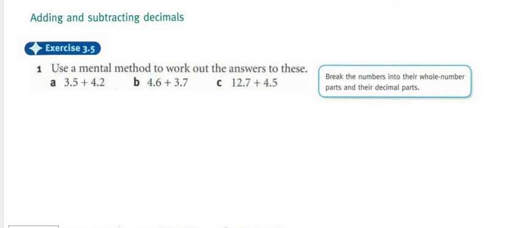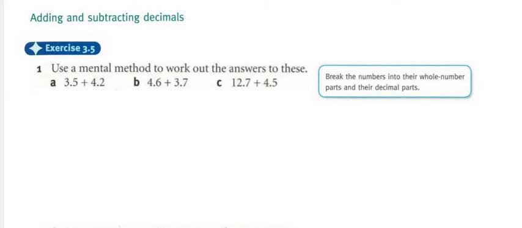Hi friends, in this class we are going to learn how to add and subtract decimal numbers. In the previous class we learned how to round decimal numbers, and now we are going to learn how to add numbers using a new method called separating the whole number part and the decimal number part.